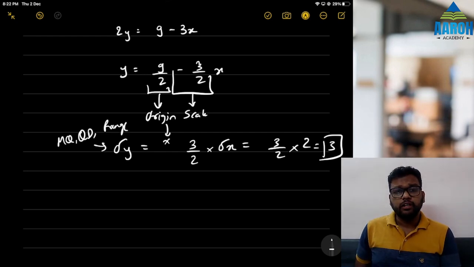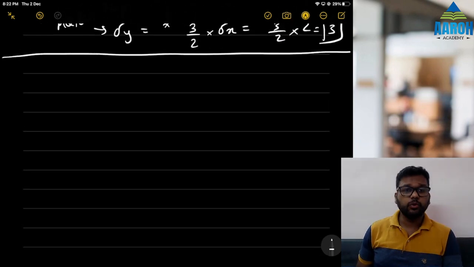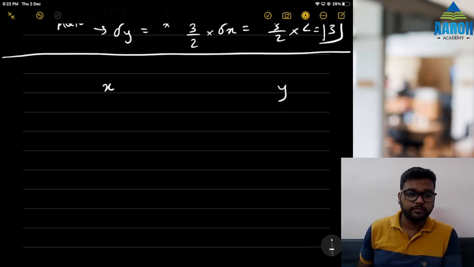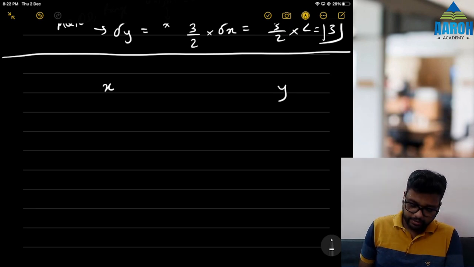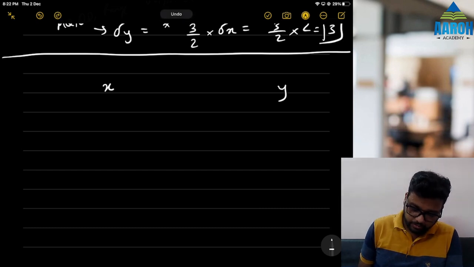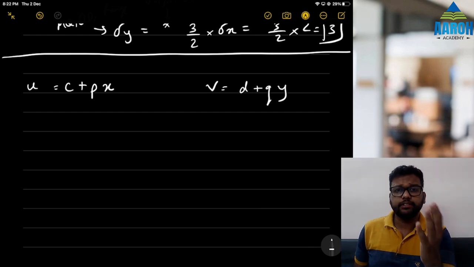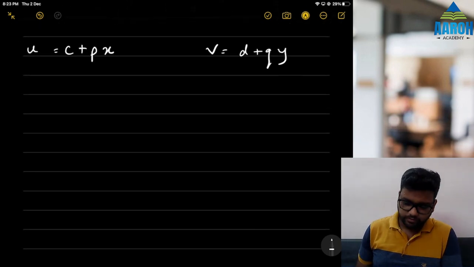Fine. Now let's go to correlation and regression. Understand again a simpler concept. In correlation we have two variables, x and y. For x, let's say we are changing its scale by, let's not take a and b, let's say p and q. And let's say we are adding some c and d to get new variables which are u and v. Let's say u is equal to c plus px, v is equal to d plus qy. The letters do not matter. Understand the concept.